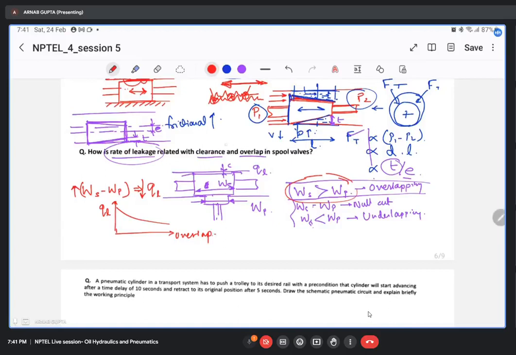Now, if we look at the clearance, that also plays a major role. Clearance is this. This is the radial distance between the spool surface and the outer casing surface. So if we increase the clearance, again QL will increase. That is also intuitive. I'm denoting it as C. As C increases, higher will be the QL. If you look at it graphically, this is for clearance 1, this is for clearance 2, this is for clearance 3. As you increase the value of clearance, your QL value will increase at any overlap.